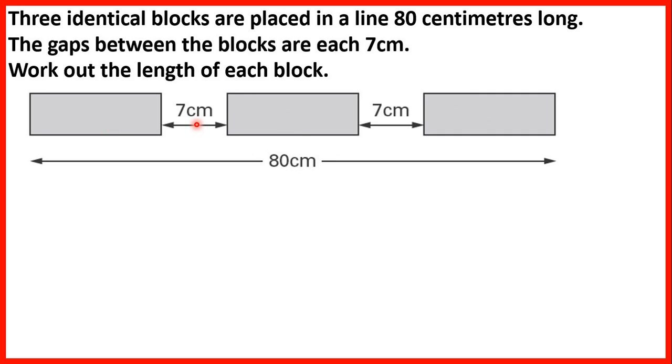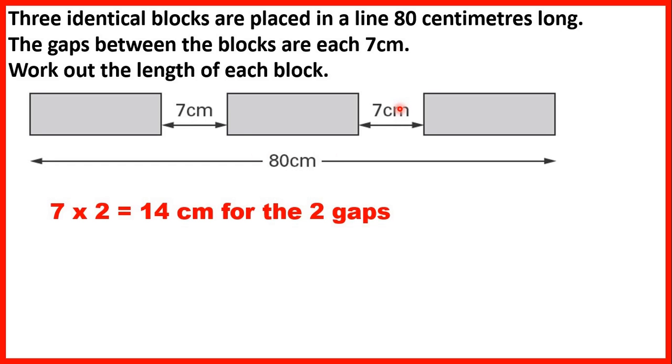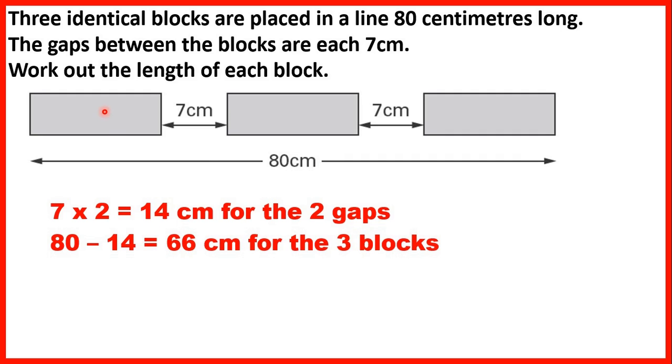So first, let's work out how much of the 80 centimetres is taken up by the gaps. We have 2 gaps of 7 centimetres, and 7 times 2 is 14. So 14 centimetres is taken up by the gaps. So if we want the amount taken up by the 3 blocks, we can subtract 14 from 80, so from the total length. 80 minus 14 is 66. So that means the 3 blocks together take up 66 centimetres.